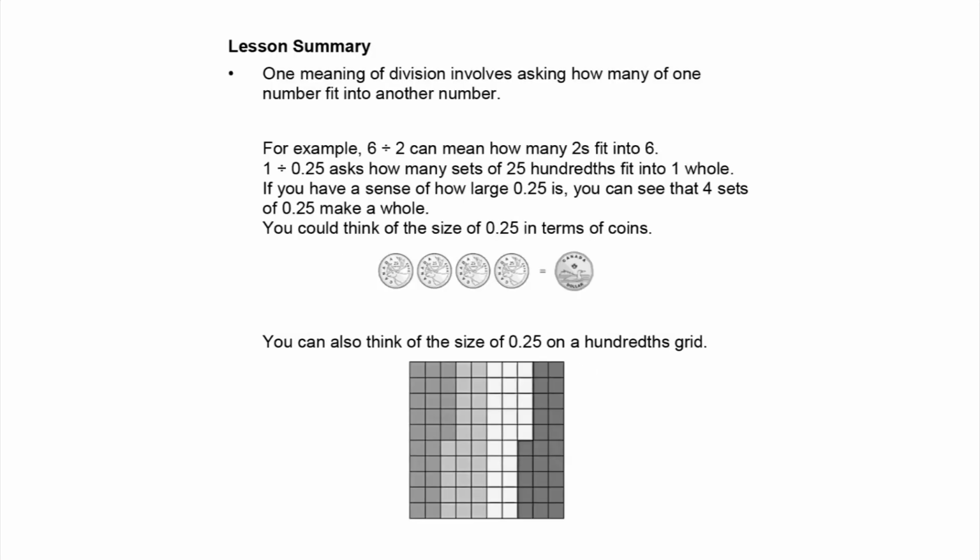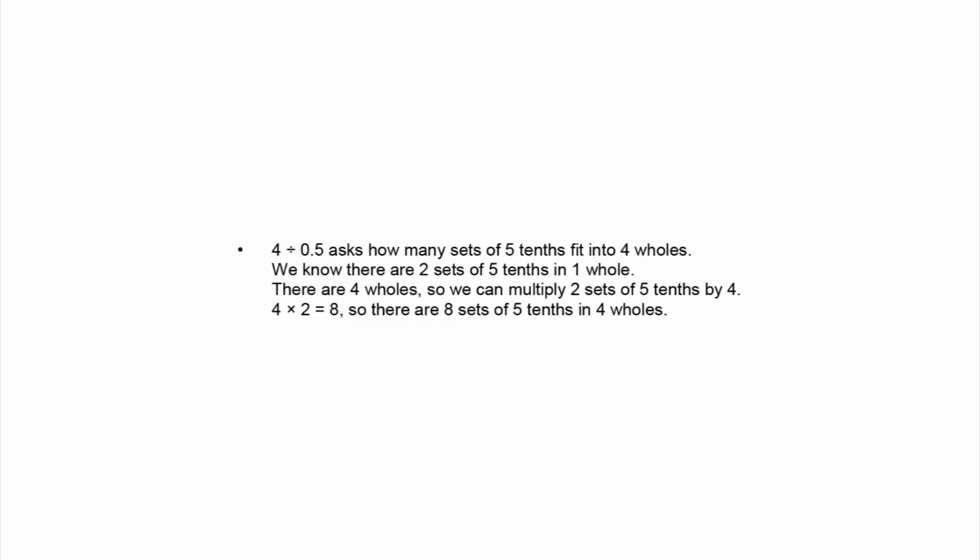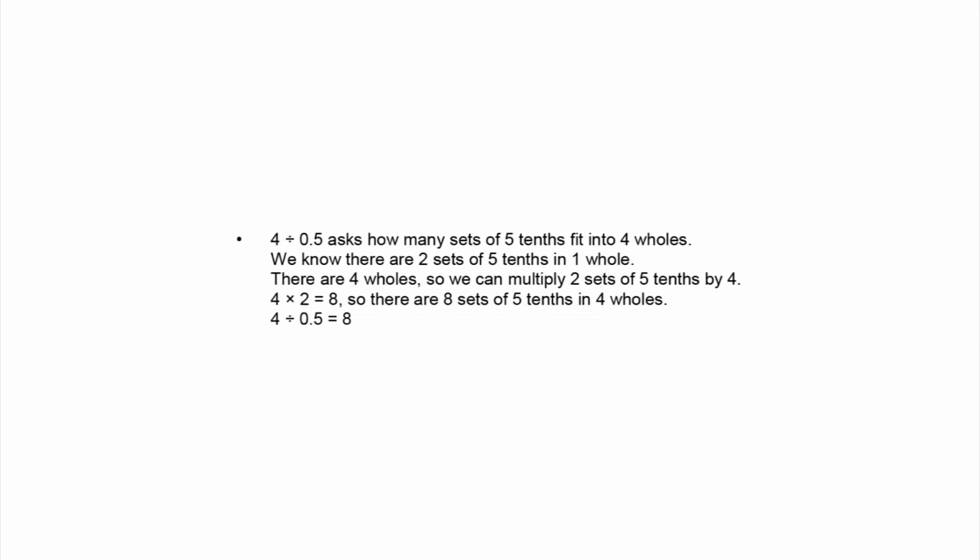You can also think of the size of 0.25 on a hundredths grid. Here you can see each shaded area of different shade represents 25 of the 100 squares. 4 divided by 0.5 asks how many sets of 5/10ths fit into 4 wholes. We know there are 2 sets of 5/10ths in one whole. There are 4 wholes, so we can multiply 2 sets of 5/10ths by 4. So 4 times 2 equals 8, so there are 8 sets of 5/10ths in 4 wholes. 4 divided by 0.5 is 8.